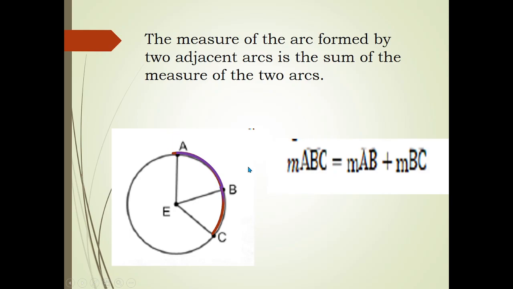Suppose that the measure of arc ABC is 120 degrees and the measure of arc AB is 70 degrees. Then the measure of arc BC is equal to 50 degrees. So just simply subtract them.